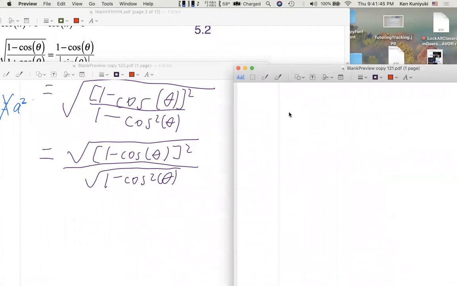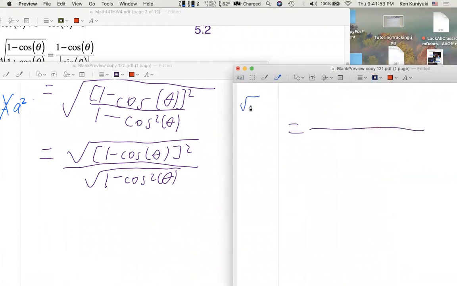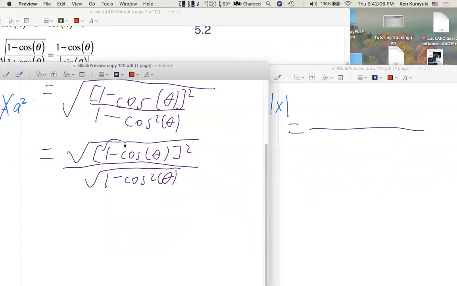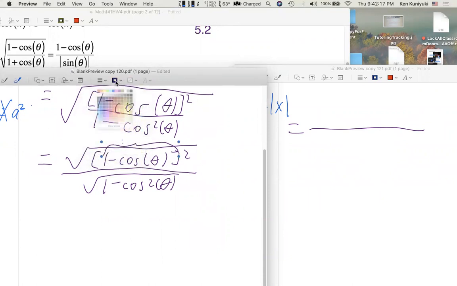Now, for the top here, here's the idea. What is the square root of x squared? A lot of students want to say x, but in general, you want to say the absolute value of x. So what's happening down here? All this stuff here, the whole base of that square, this is all x. So the square root of x squared is the absolute value of x.